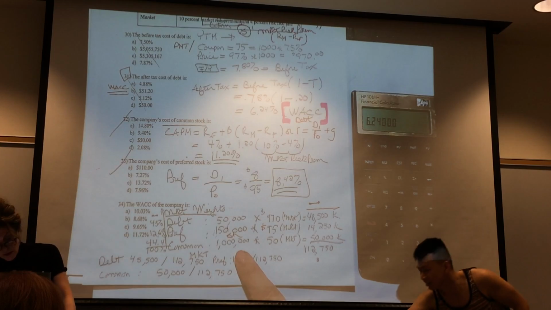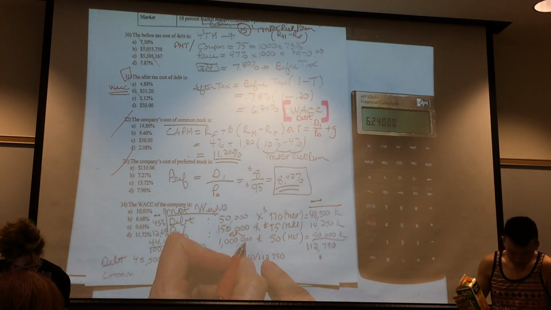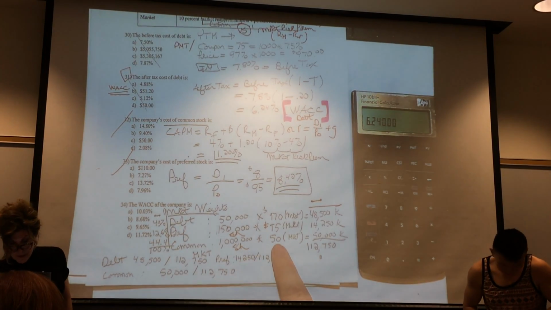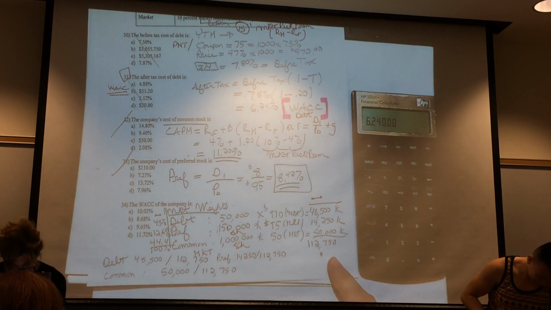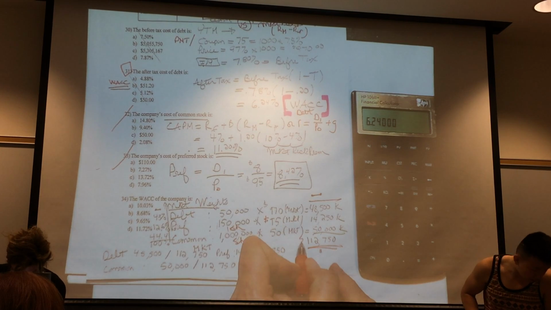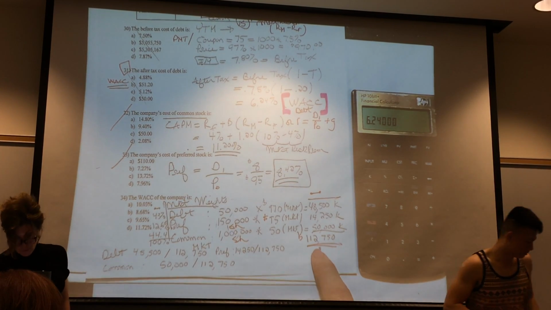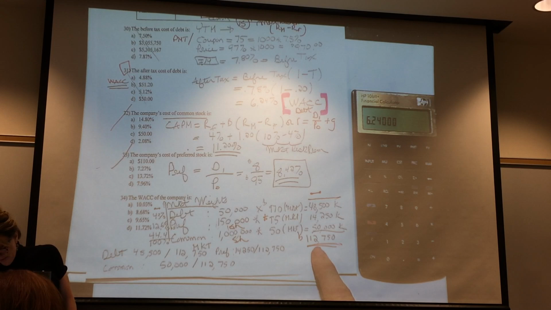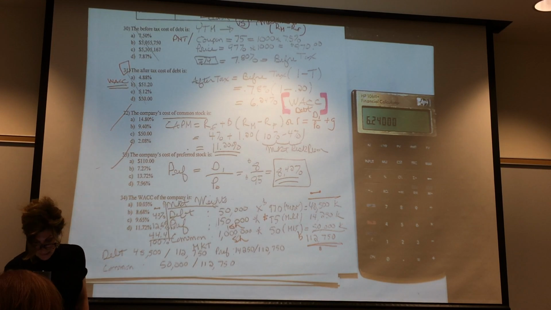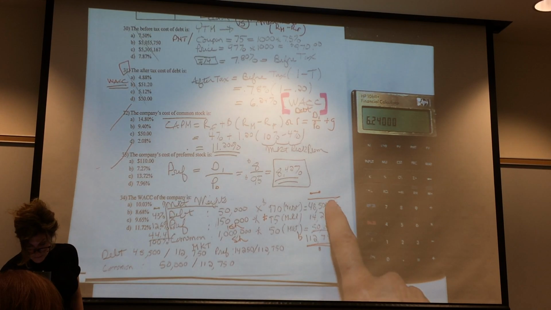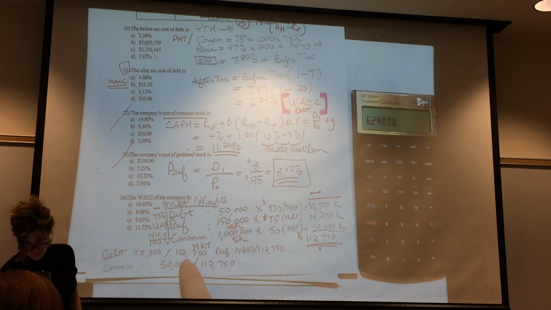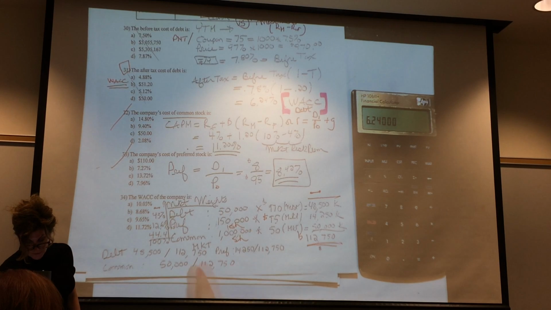Common stock, 1,000 shares multiplied by my current price of $50 is $50,000. I add all those up. That's my total market weight of 112,750. How do I figure out my weights? I simply take the 48,000 divided by the 112,750. Do the same for the preferred and the common.